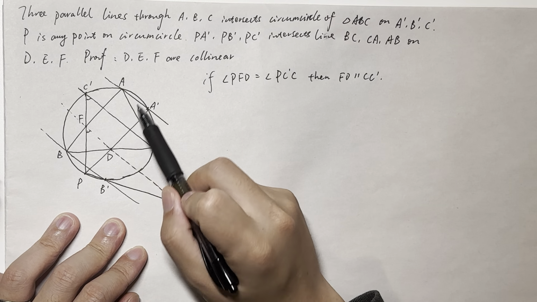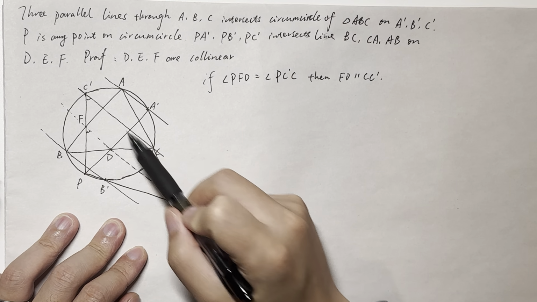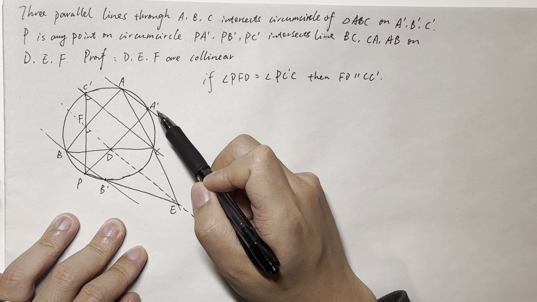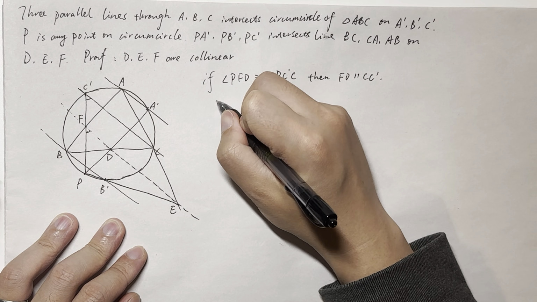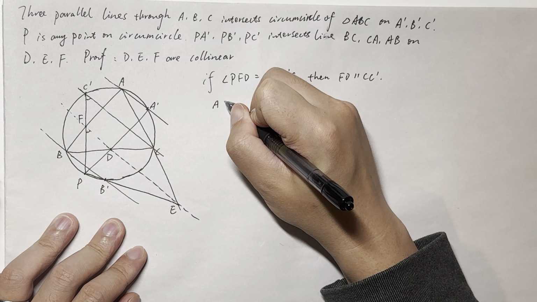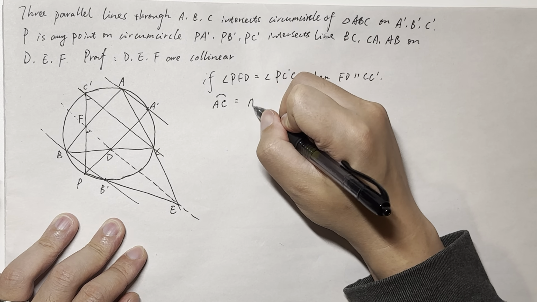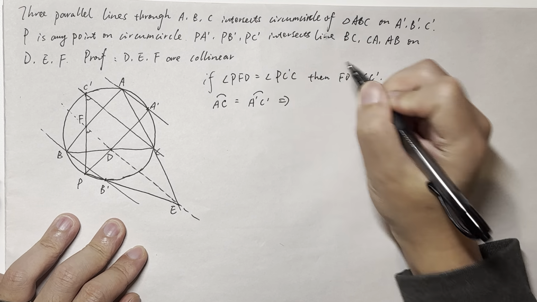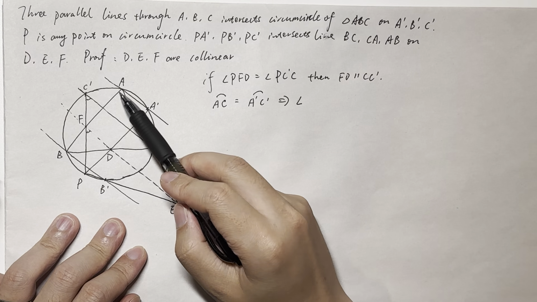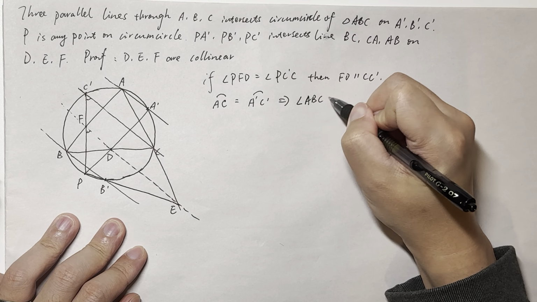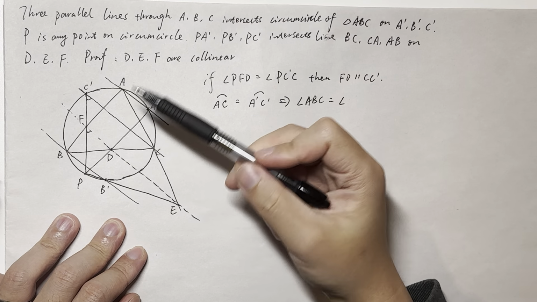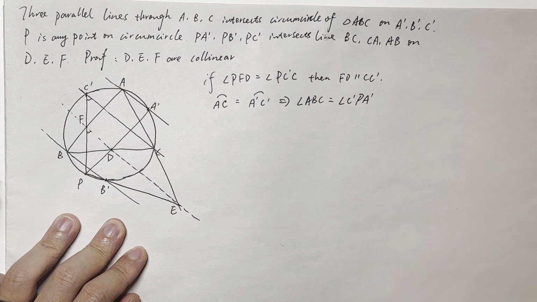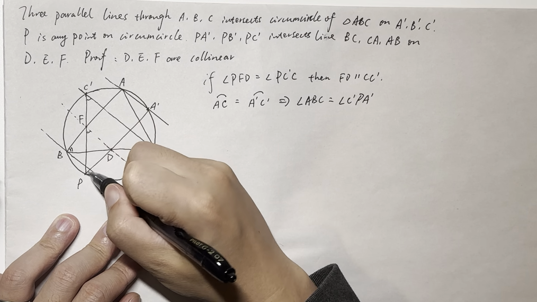We know that AA' and CC' are parallel lines that intersect the circumcircle, which means arc AC equals arc A'C'. That means angle ABC equals angle C'PA', so this one equals this one.